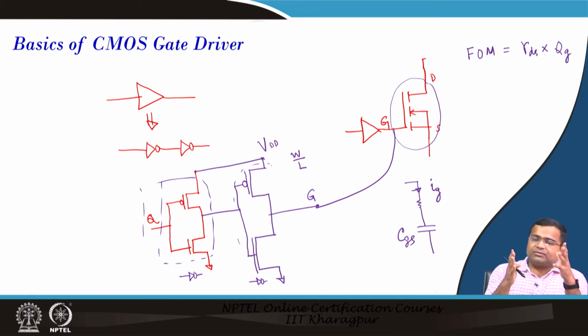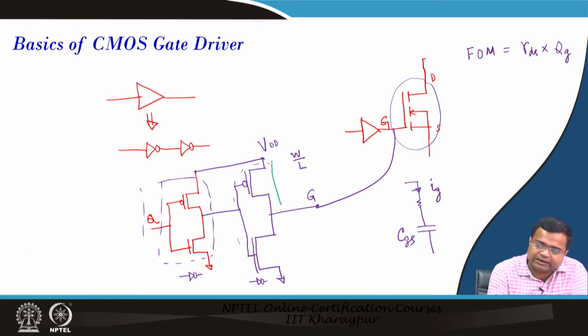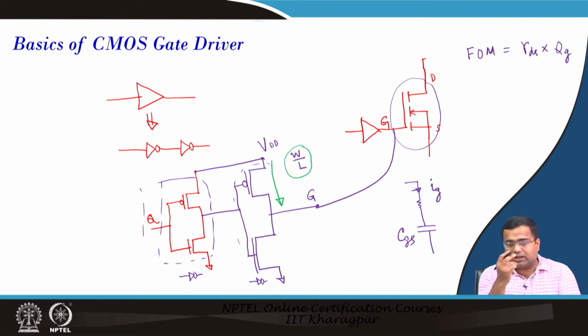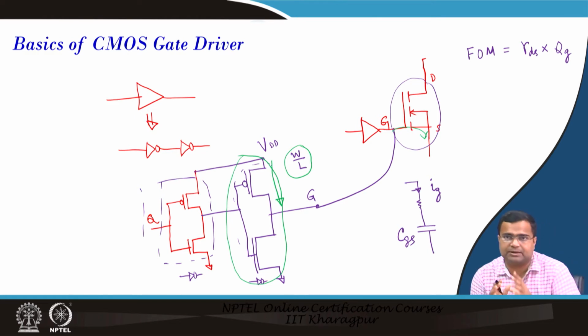That means you need to provide sufficient current, and that is why this path should carry much more current and W by L should be very high. So, the basic gate drive is a two stage, like two back to back inverters. The last stage inverter consists of a larger CMOS transistor, which can carry high current in order to fast charge and discharge the gate capacitance of this MOSFET. That is the basic starting point of the gate drive.